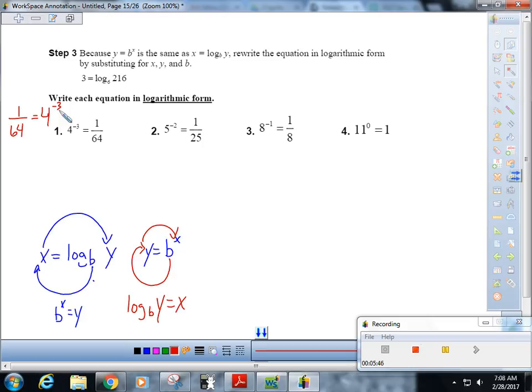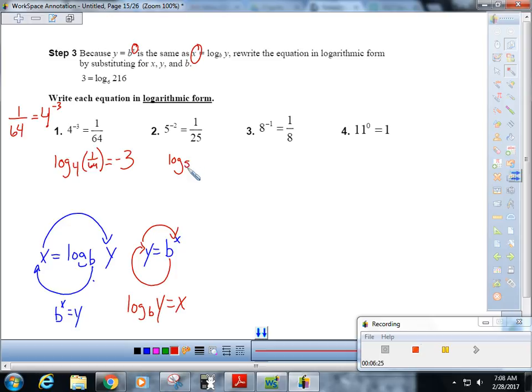Okay, this is our b. So log base 4 of 1/64 equals negative 3. Okay, so this power is what ends up by itself. Because if you look at it, the x was the power in this one, and it ends up by itself in log form. Okay?